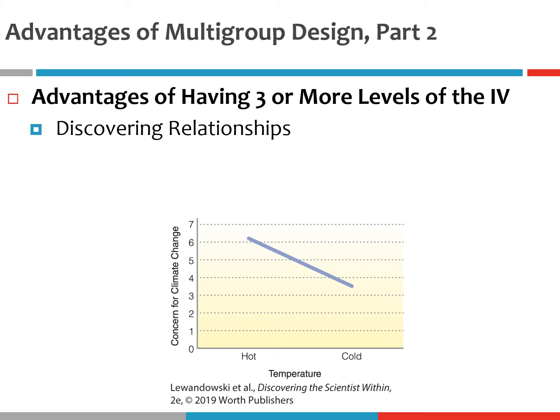So a lot of times you're oversimplifying things with just 2 conditions. And if you have 3 or more conditions, you can actually see more complex, more interesting relationships.